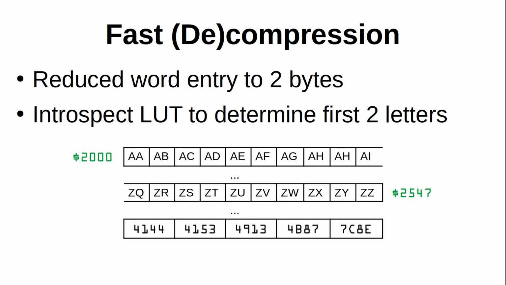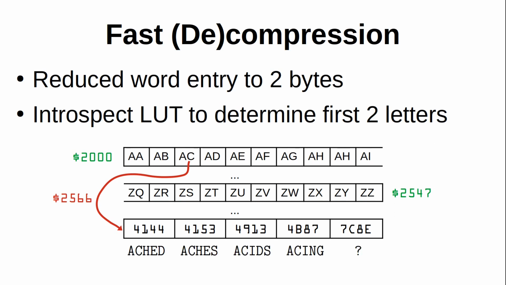Here, you can't really tell without looking back in the lookup table what the first 2 letters of any of these words are, because they're omitted. So here we can see this address, 2566 hex, is AC. All of these are words that start with AC, and we can take these words and decode them into the remaining 3 letters. So here we have aches, acids, acing, and then this last one. So what's this last one?